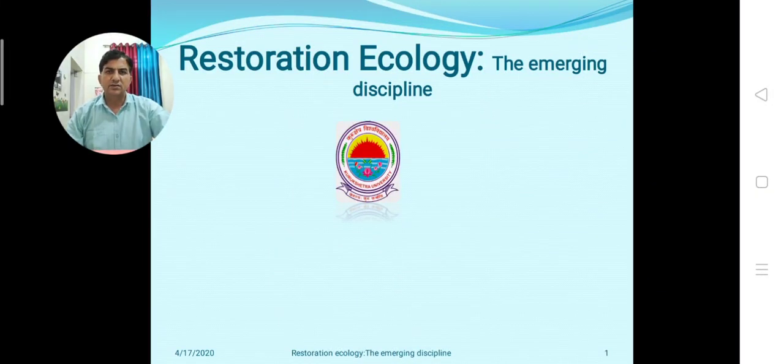Good morning, students. Today's topic is restoration ecology, the emerging discipline. This topic is for MSc second year students, second semester students in their paper Natural Resources and Management. So there's a brief description about restoration ecology in Unit 3.